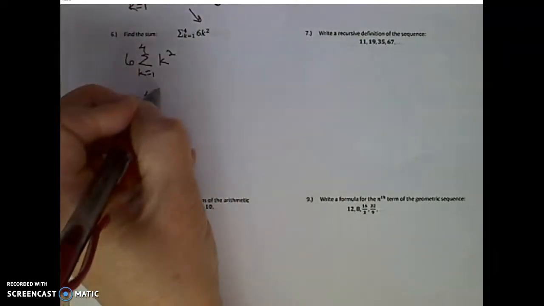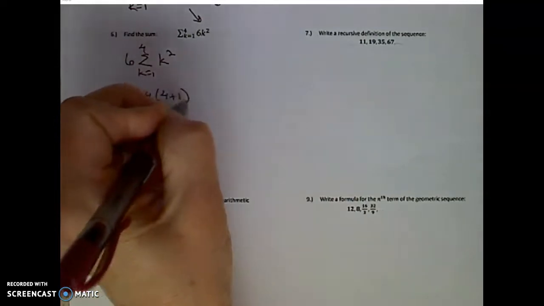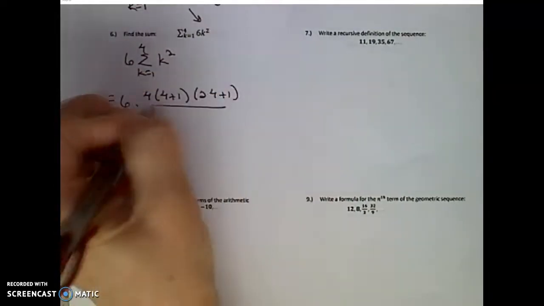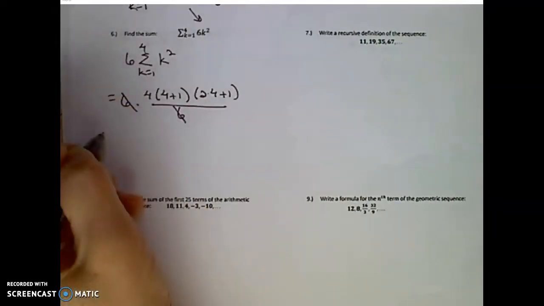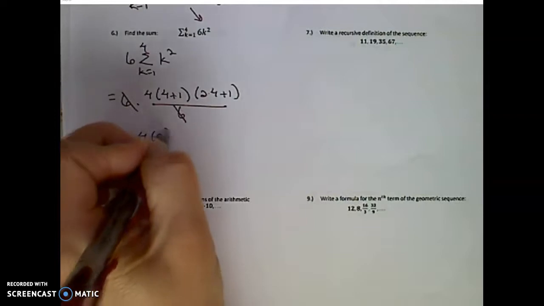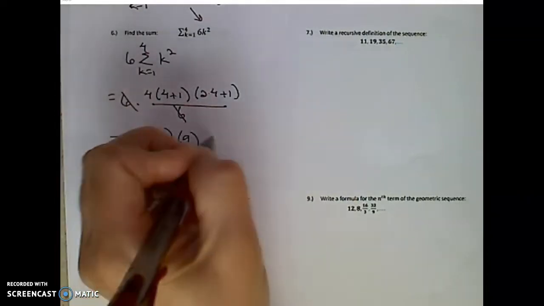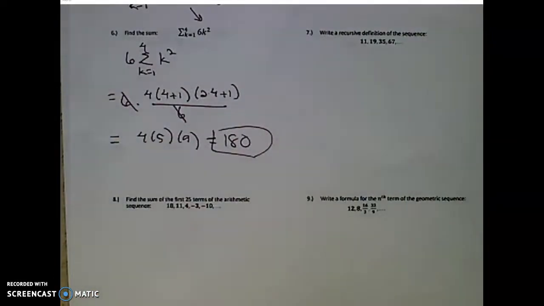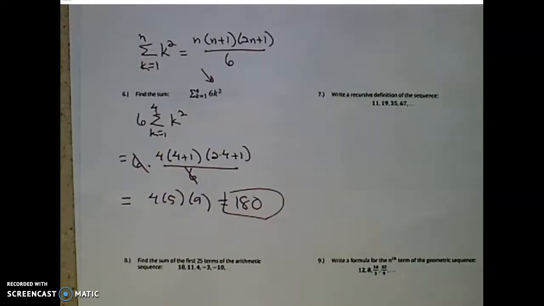Okay, so this becomes 6 times, I'm going to use that formula, but my n is 4: 6 times 4 times 4 plus 1 times 2 times 4 plus 1 all over 6. When I simplify, I get 4 times 5 times 9, which is 180. Using that formula for the sum of the squares, there it is, I get 180. So that's one of the formulas that we need to be familiar with.